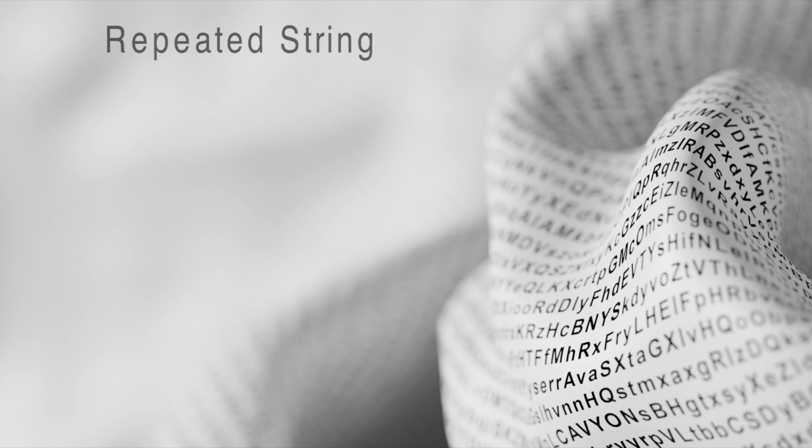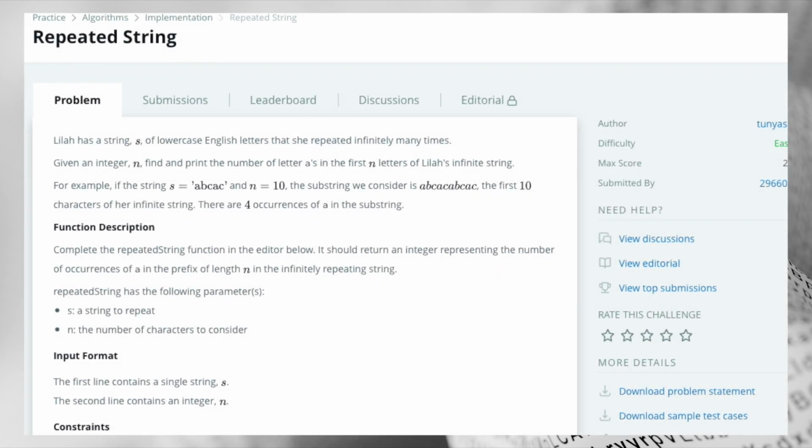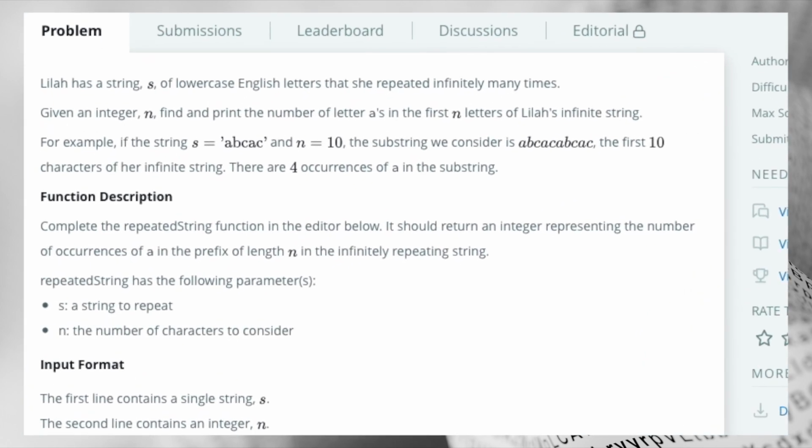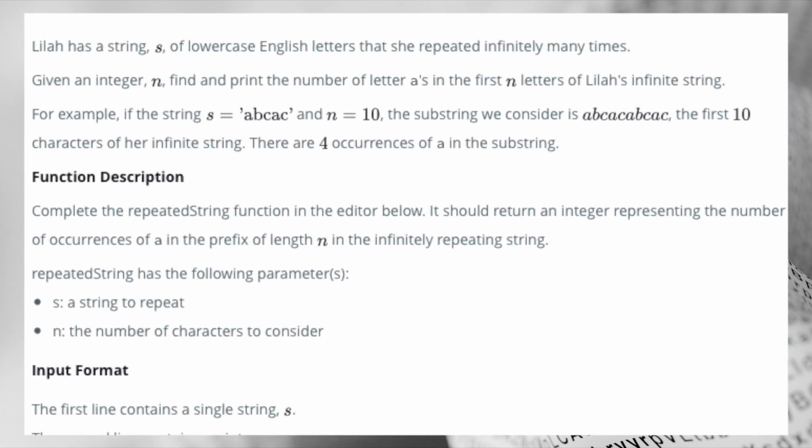The problem statement for this challenge describes a string that should be repeated until it contains n number of characters. For example, if the string is ABCAC and n equals 10, by appending the string to itself exactly one time, we have a 10-character string. We then need to determine how many A's exist within the 10-character string. In the given example, there are a total of 4 A's found in the string.